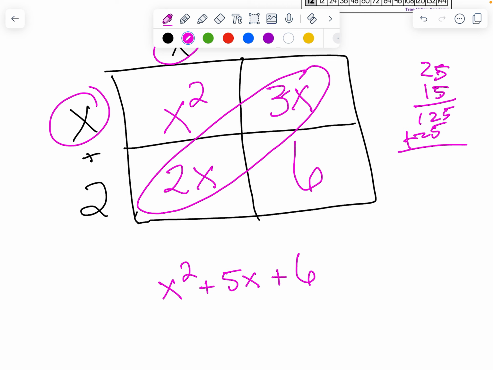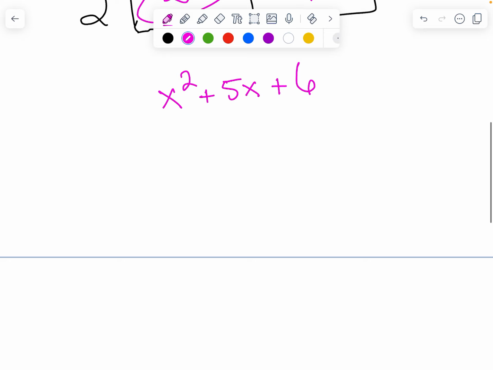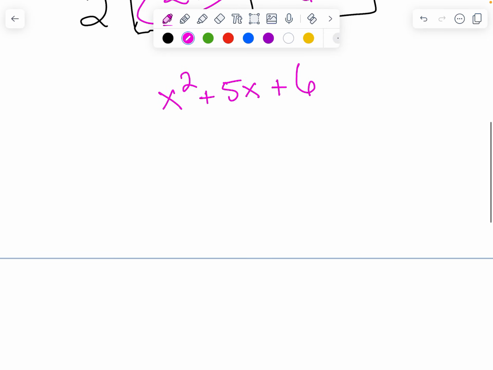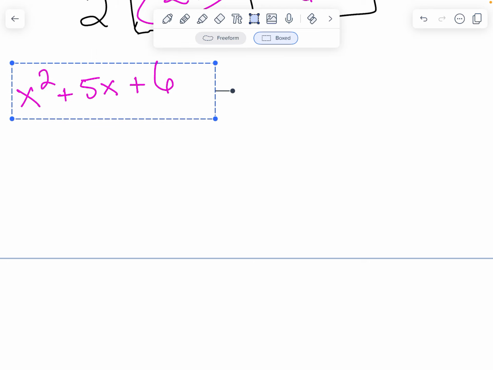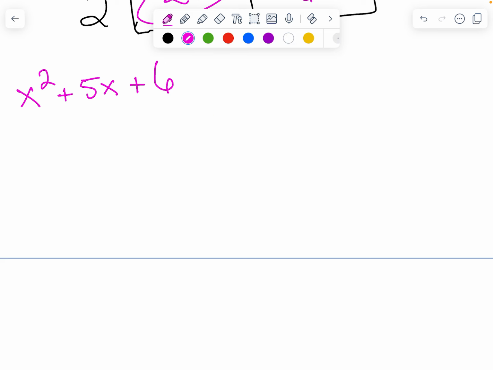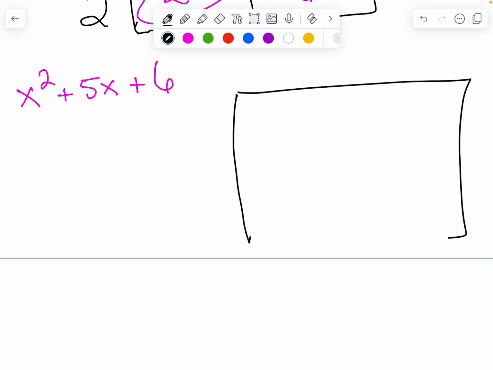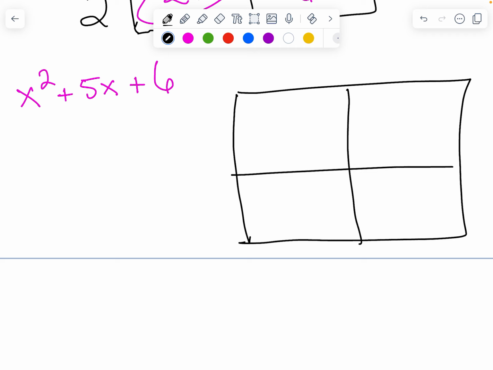So that is multiplying. Now, what if we want to go backwards? What if we want to figure out what was multiplied? Well, what we're going to do is use the same box. And we're going to put the terms in here. So this is x squared.